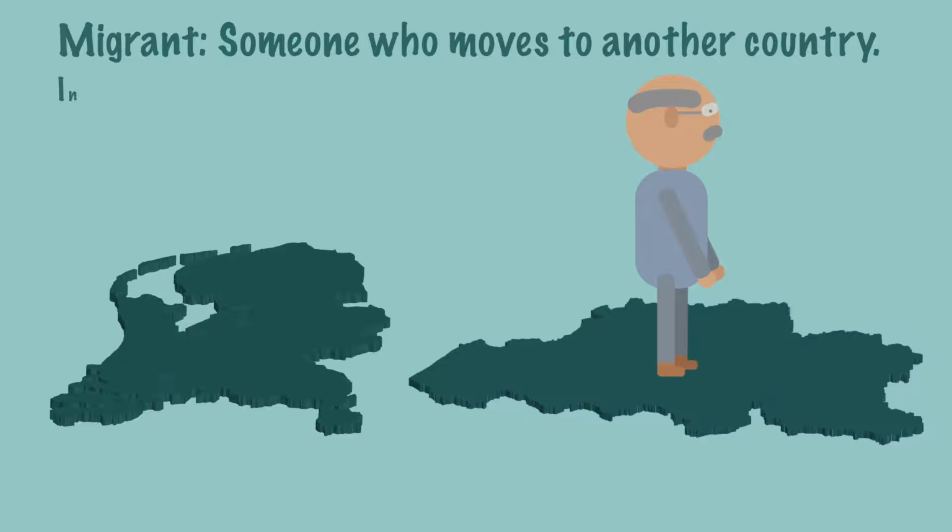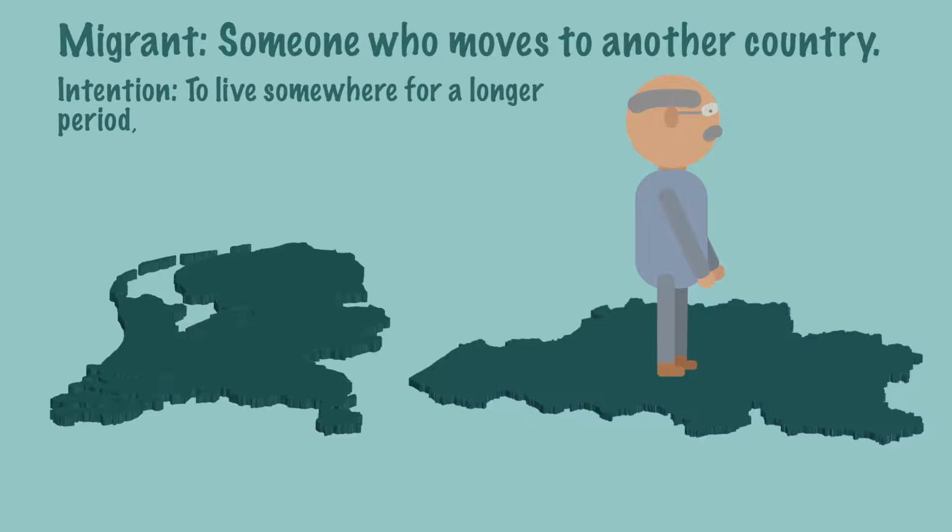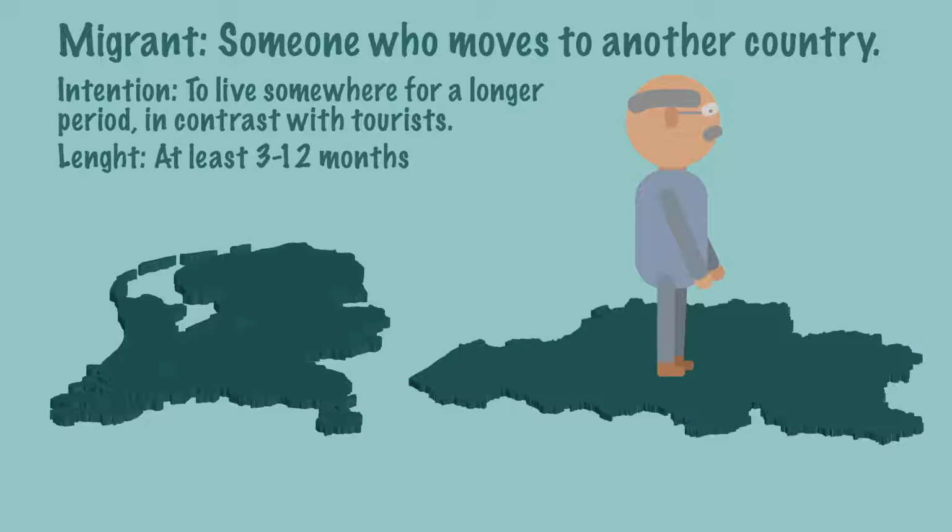Tourists also cross the border, but only stay in another area for a short time. That is why a person is only called a migrant if he has lived in another area for longer. How long a person has to live somewhere before being considered a migrant varies from place to place, but you often have to live somewhere for at least 3 months to 1 year before you are called a migrant.